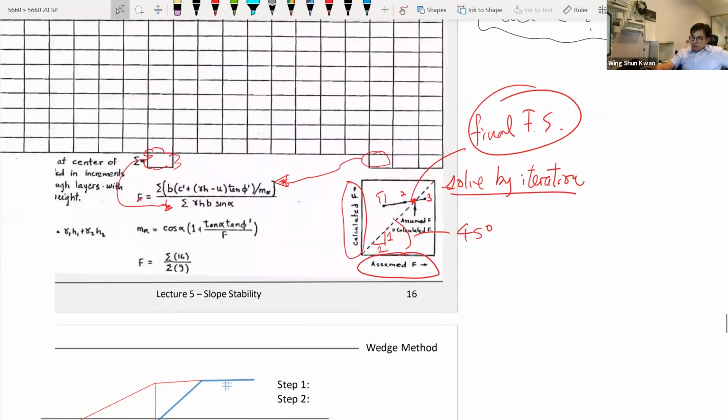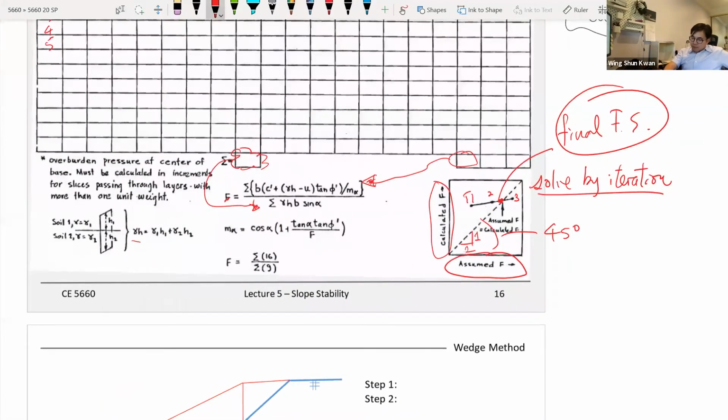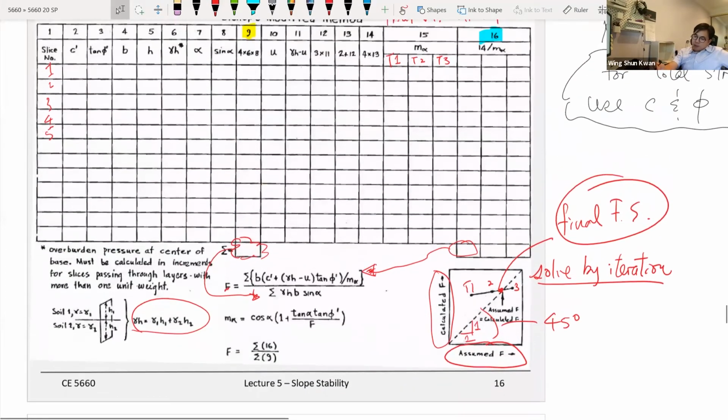So here I also give you some more information. If your slice has different types of soils, you need to average it. What does it mean here? You have 2 different soils in your slice, then you calculate the weight and represent it by the average numbers.